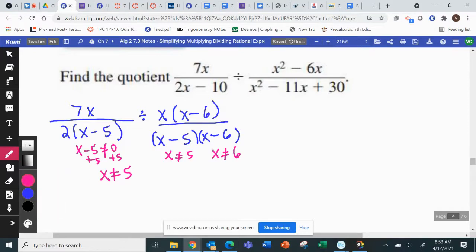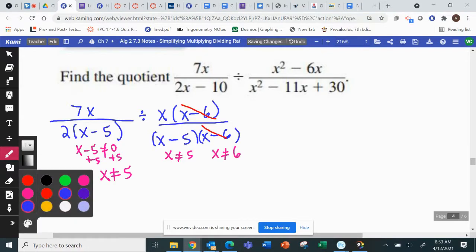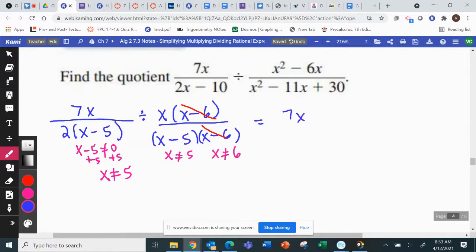Now, does anybody notice something right away we can do to simplify this before I even divide it? Do you guys see something we could simplify before even dividing? Nina, what do you see? Yeah, let's just cross out those x minus 6's. Let's get those out of the way, and that way we just have something simpler to deal with. So now I've got 7x times 2 times x minus 5 divided by x over x minus 5.